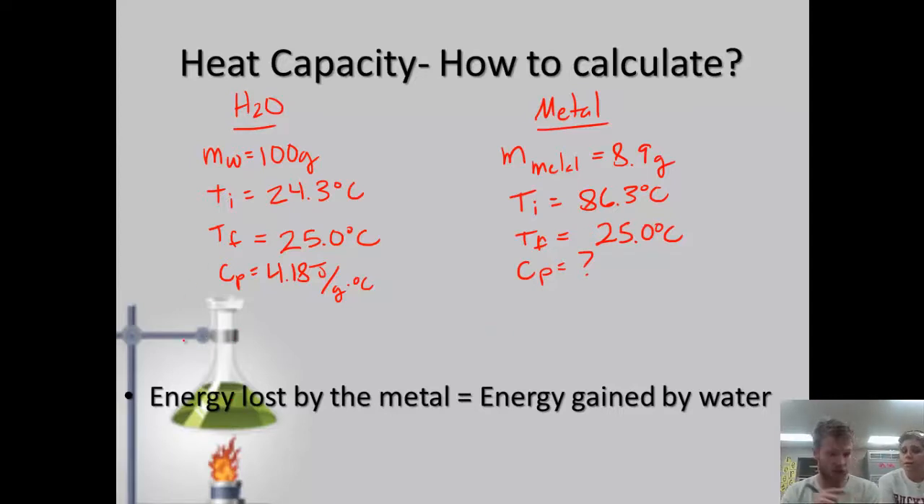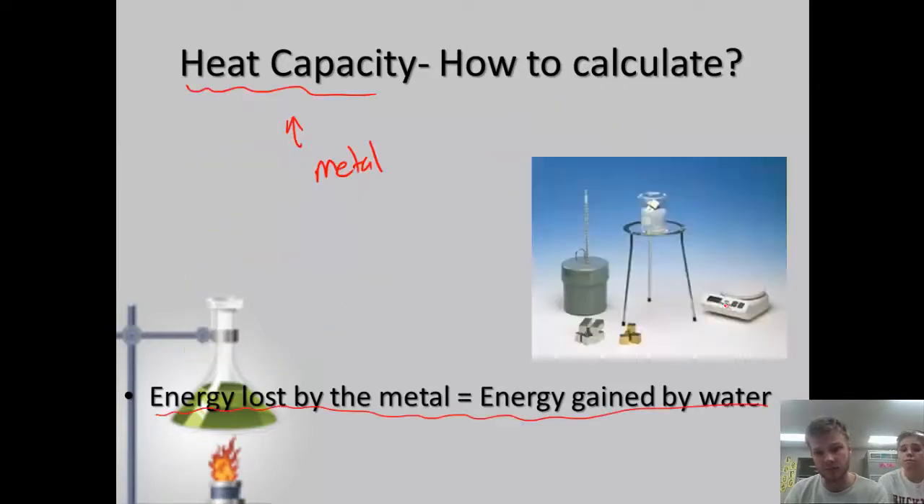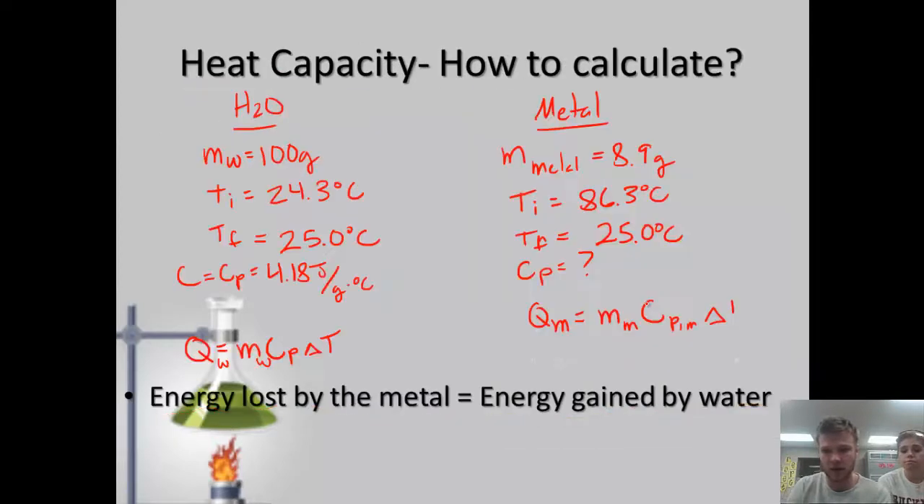You remember our heat capacity equation? Yeah, Q equals MCΔT, so it's Q equals M, C, and then delta T. And I put P here, I'm in the habit of that. That's the same thing. You'll see us do C or CP. They both mean specific heat capacity, times delta T. And that is for our water. And we're going to have Q of the metal equal to some mass of the metal times the specific heat of the metal times delta T.